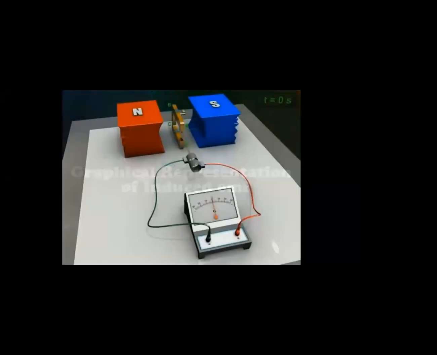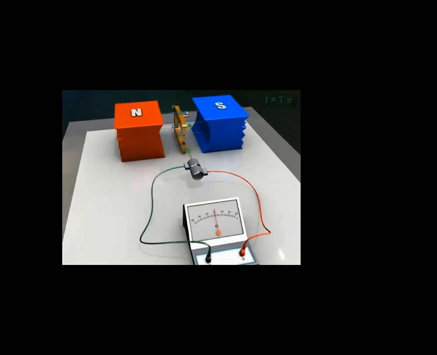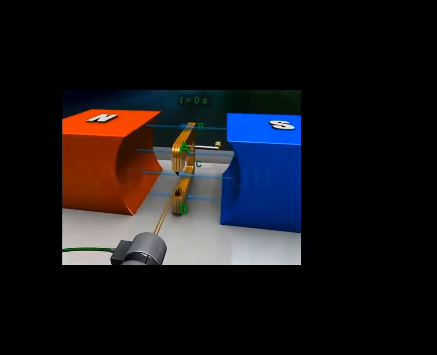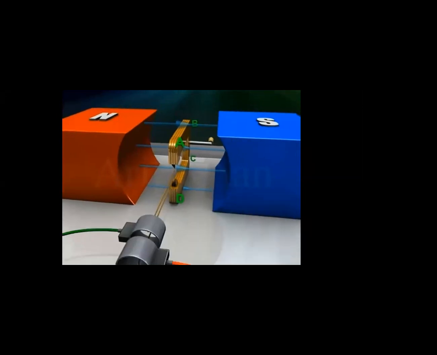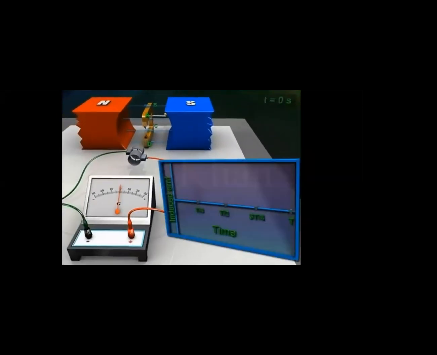Graphical representation of induced EMF. Suppose the armature takes 3 seconds to complete one rotation clockwise, and time t is equal to 3. The armature ABCD is vertical with arm AB up and arm CD down. At this position, when the armature rotates, the rate of change of magnetic flux is momentarily zero. Hence, the induced EMF at this position is zero.